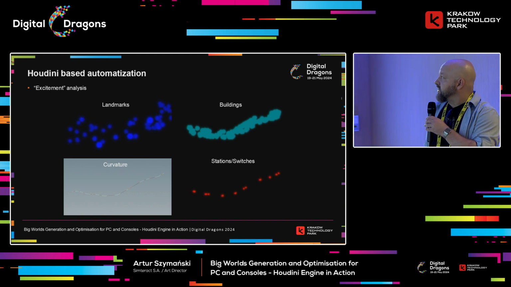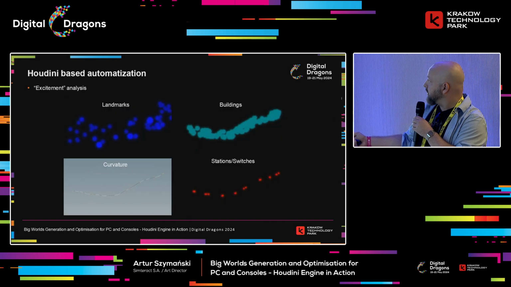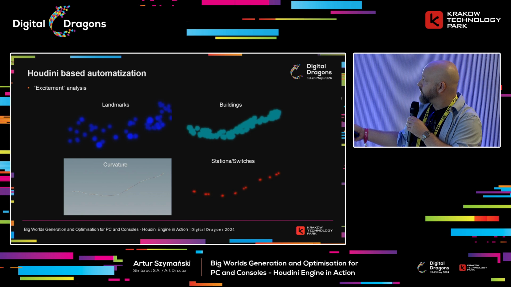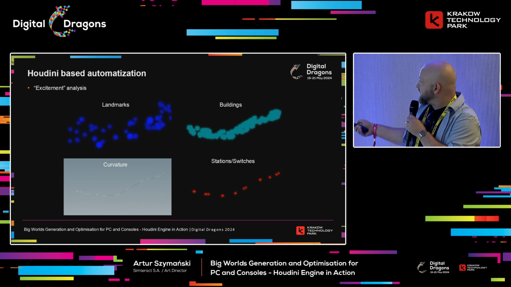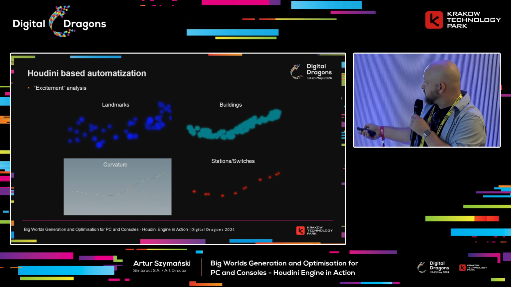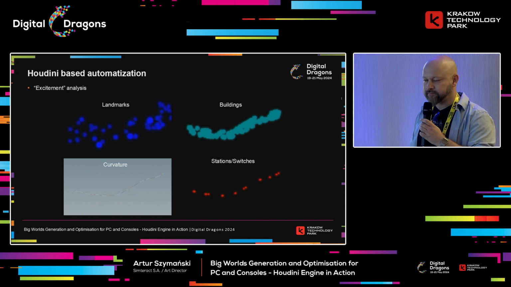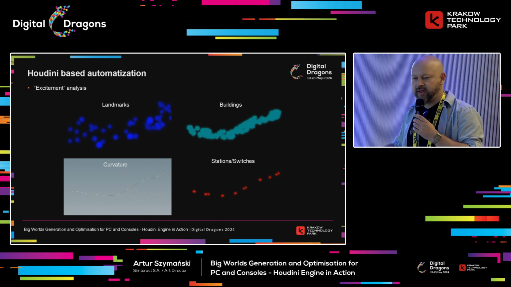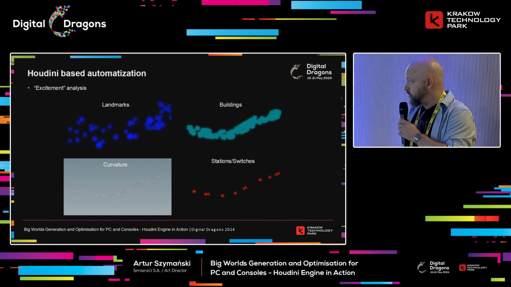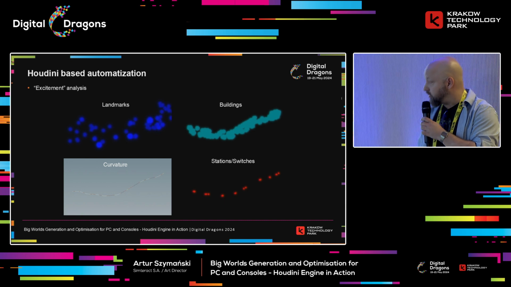And we call this excitement analysis. This is the same part that you see here. We're finding buildings, or landmarks around those tracks. We're finding buildings, a curvature of tracks, and stations and switches. All those structures were very simply defined because all data in OpenStreetMaps is tagged. So just by filtering this in Houdini, we're able to find all those elements, and curvature is simple to calculate.